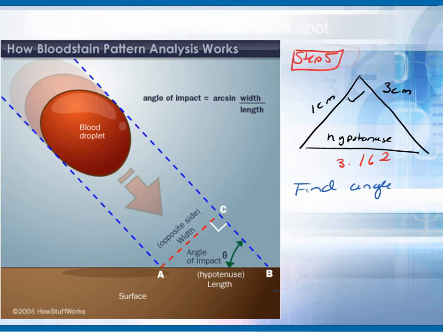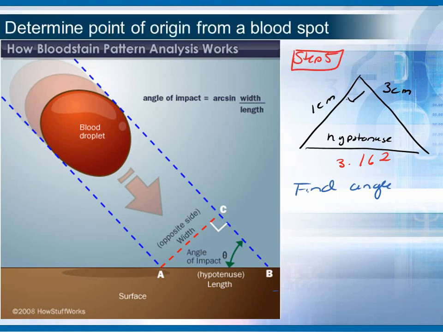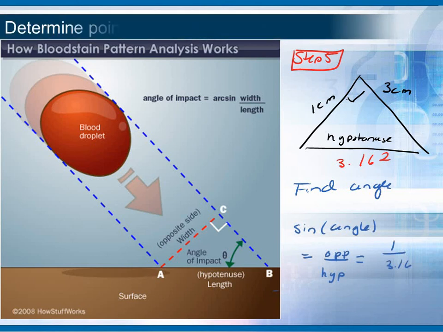Now I need to find the angle. Well, the sine of the angle is opposite over hypotenuse, right? And the opposite is 1 centimeter, and the hypotenuse is around 3.16. So I can plug that in.